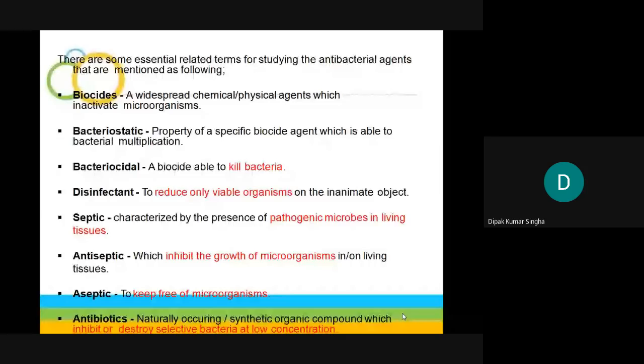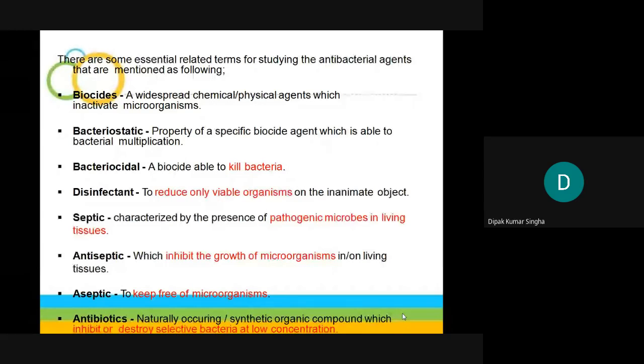Antibiotics. This is the most common use of drugs and the most misused drug nowadays. Naturally occurring or synthetic compounds which inhibit or destroy selective bacteria at low concentration. What are antibiotics? This is quite different from the antiseptic and the disinfectant. Especially, it is synthesized by one microorganism and is effective against another microorganism, inhibiting or destroying selective bacteria at very low concentration, or better, the minimum inhibitory concentration.